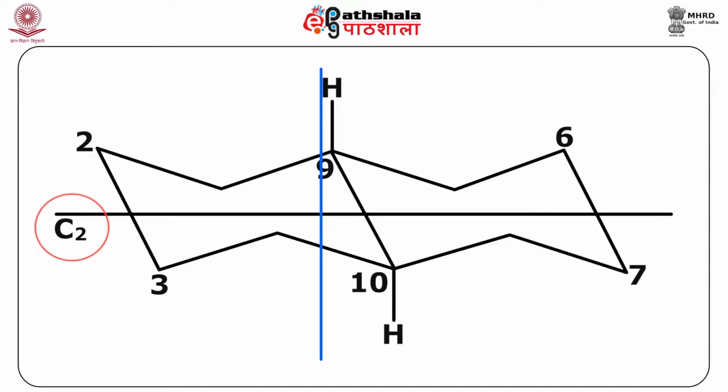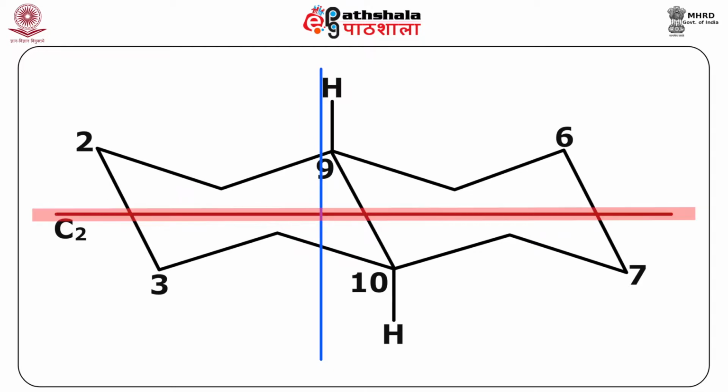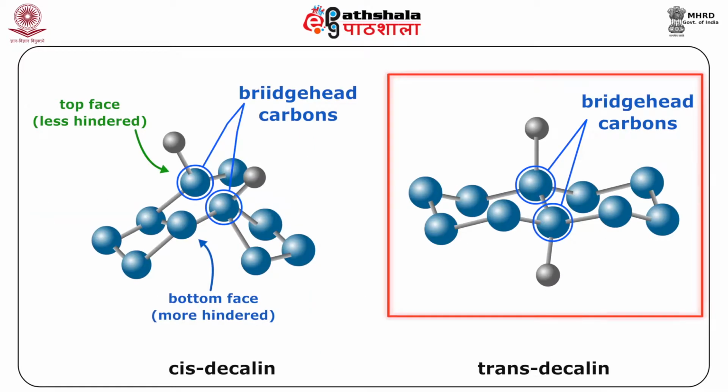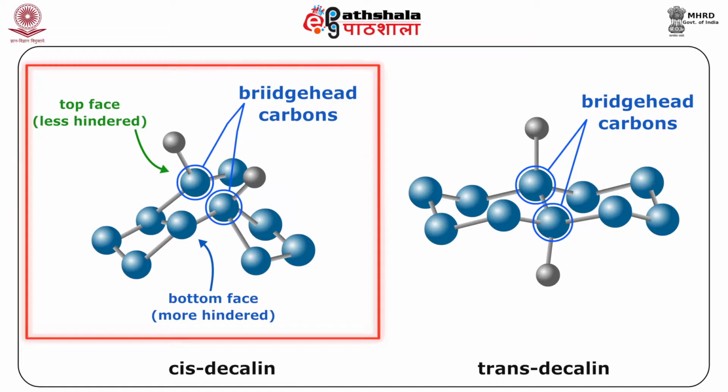It also has two C2 axes of symmetry, one passing through the equator and the other passing through the axis, as shown in the figure. In contrast to trans-decalin, which is comparatively a flat molecule, cis-decalin is more like a tent-shaped molecule, as shown in this figure. It has the convex and concave sides, which is shown in this figure.